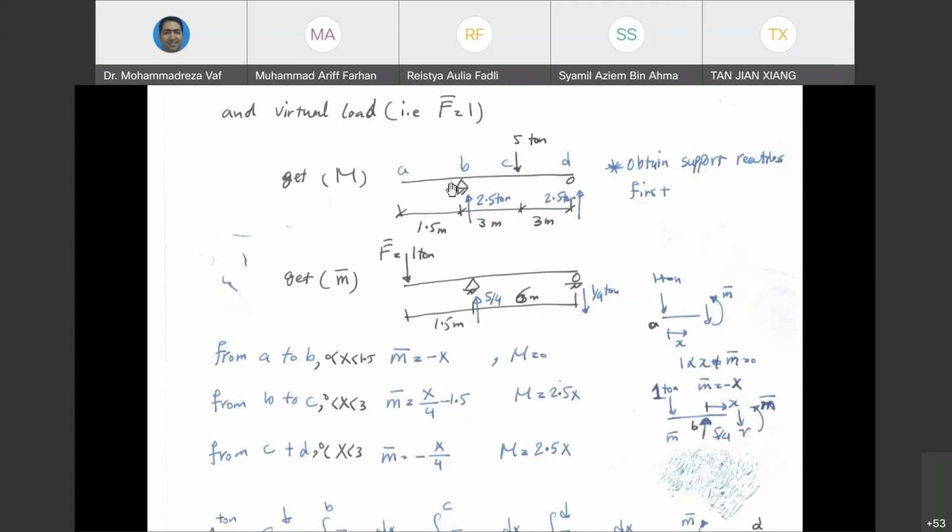If you want to calculate the bending moment for this beam, you can see there is no force. So from A to B, M equals 0. This is what we have written here. However, for the second structure, we have a unit force over there.